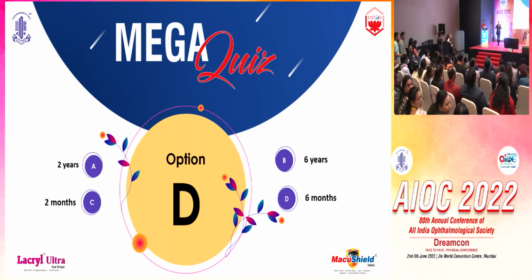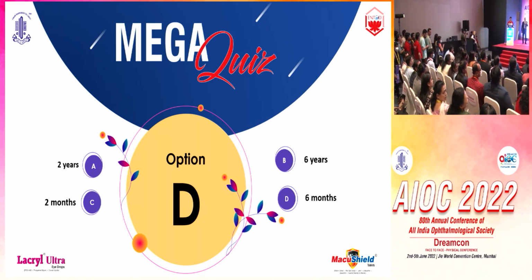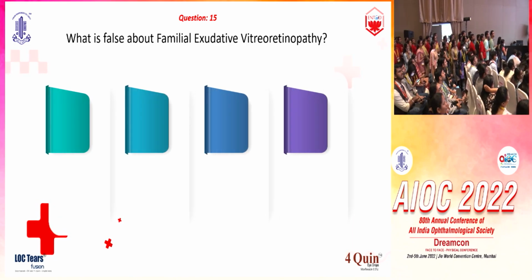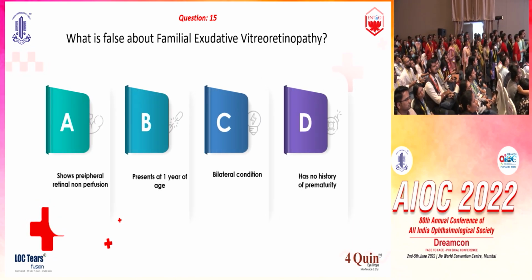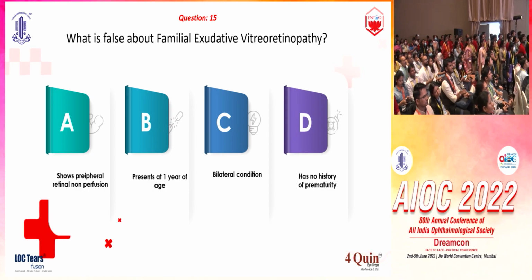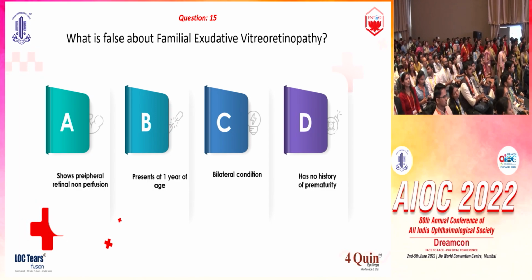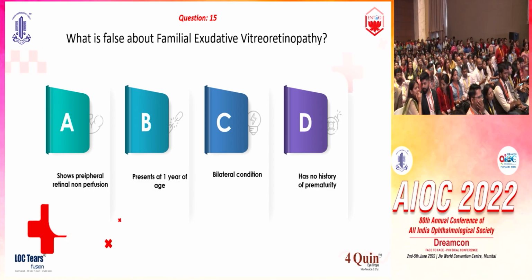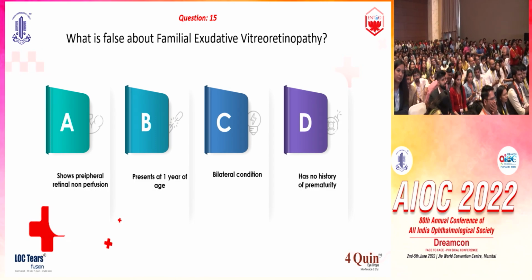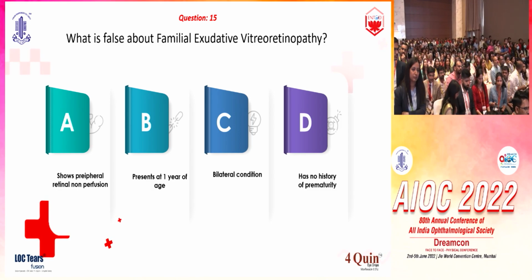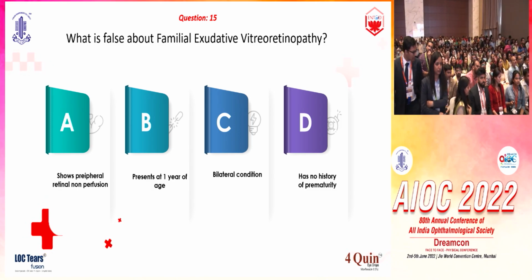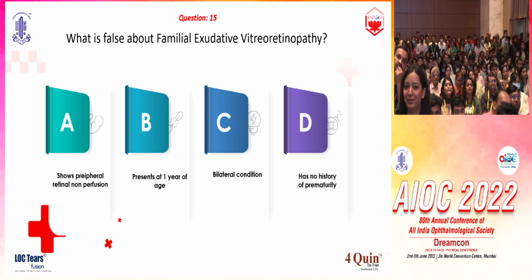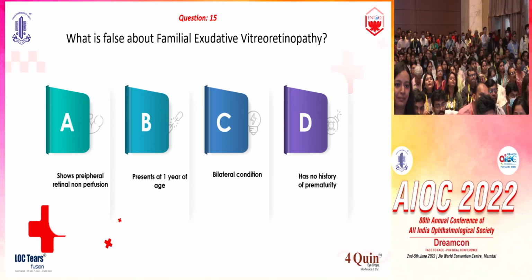Okay, then we go on to the next question. What is false about FEVR? I just put the full form there, but it's too painful to read. So FEVR, it shows peripheral retinal non-perfusion. It presents at 1 year of age. It's a bilateral condition, has nothing to do with prematurity. So one of these is false. 3 of these are correct. Which is false, and your time starts now.